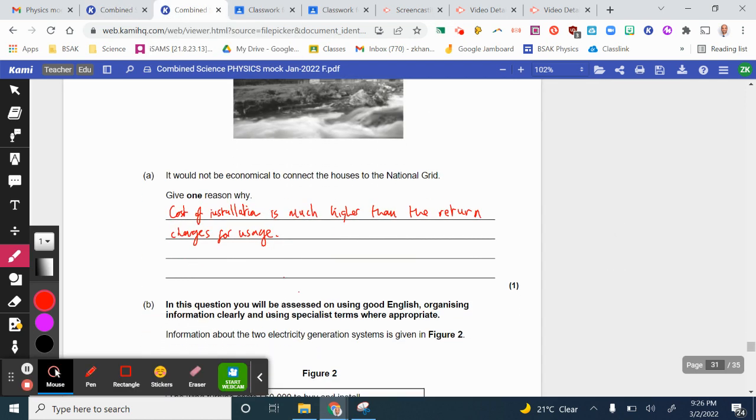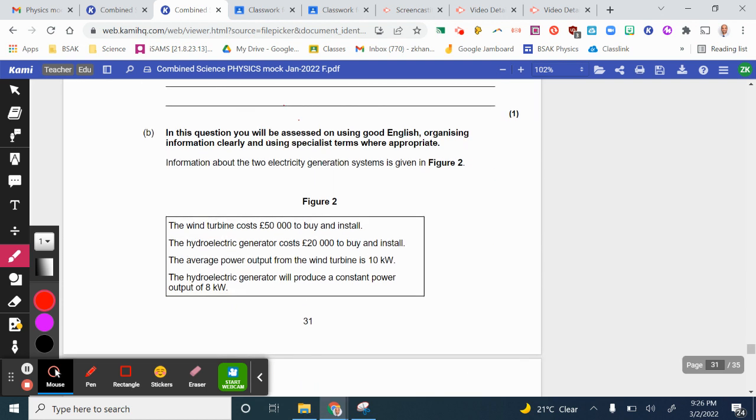The next part is you've got a wind power station and a hydroelectric power station, which cost 20,000 and 50,000 to buy and install. The average power output from the wind turbine is 10 kilowatts. That gives you an idea that the power sometimes is higher, sometimes is slightly lower. The hydroelectric generator will produce a constant power of 8 kilowatts. Okay, so it's relatively reliable.